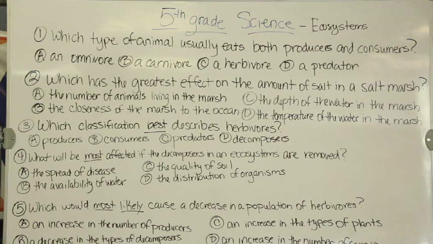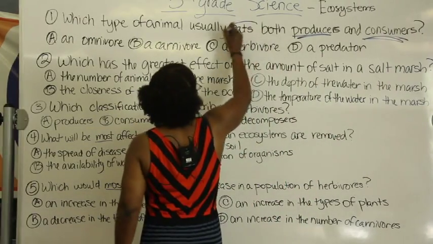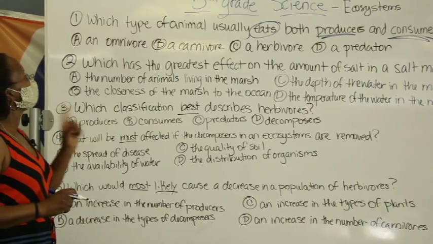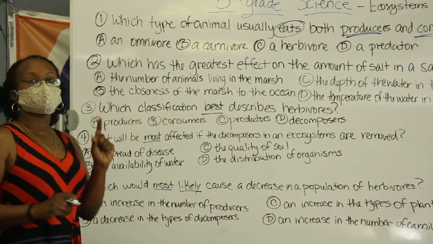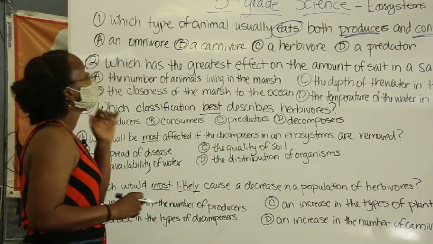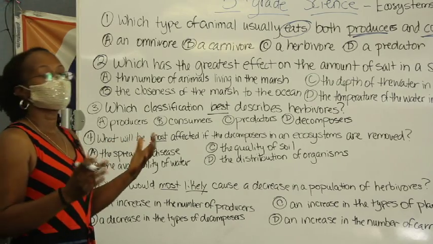Question 1. Which type of animal usually eats both producers and consumers? So I'm going to underline that we're looking for the animal that eats producers. You have to know what producers are. They actually produce food. And consumers eat producers, pretty much.